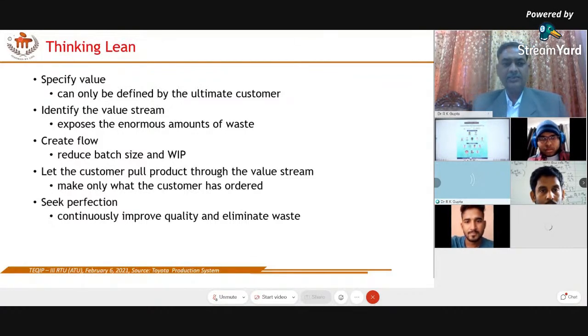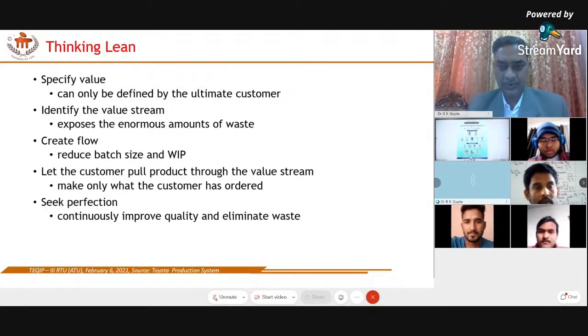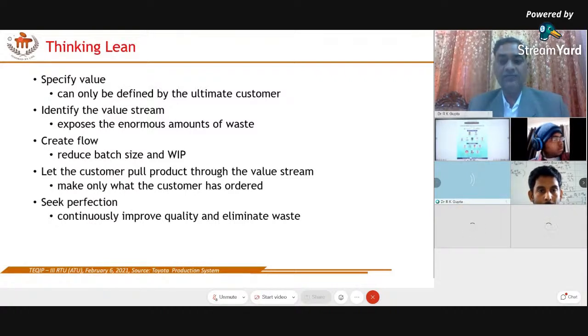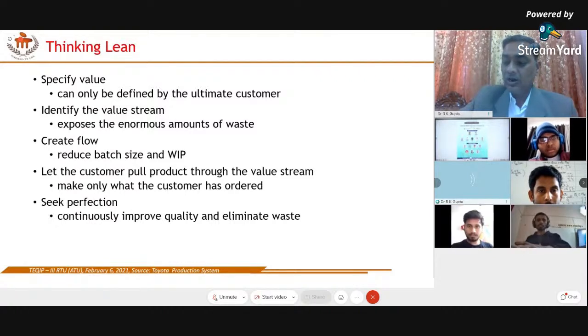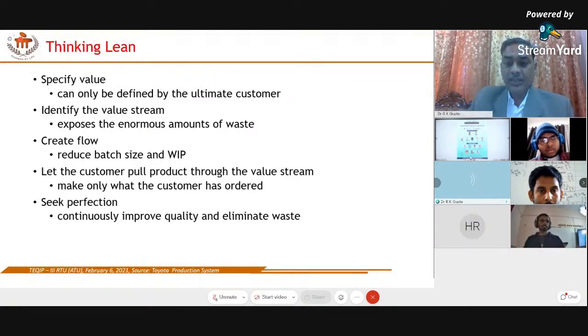Then they create flow, and reduce batch size and the work in process. That also saves many processes, many steps can be reduced, and the batch size can be reduced also. Because of that, productions we are doing in the form of mass production, or in the form of batch size production, or in a customized way, that also reduces the batch size and the work in process. The number of processes can be reduced with the help of this lean manufacturing.